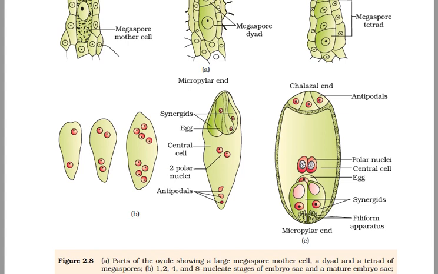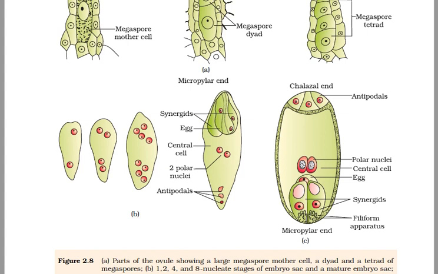So I repeat once again that 3 cells arrange themselves at the chalazal end and 3 arrange themselves at the micropylar end, and in the central cell 2 nuclei come together as polar nuclei. The 3 cells at the chalazal end are termed antipodals, and the 3 cells at the micropylar end are termed synergids, along with a round egg cell. The egg cell is a very important cell.